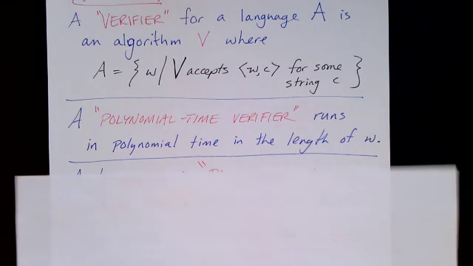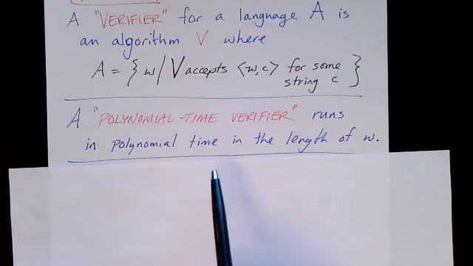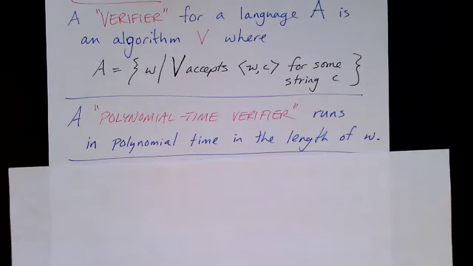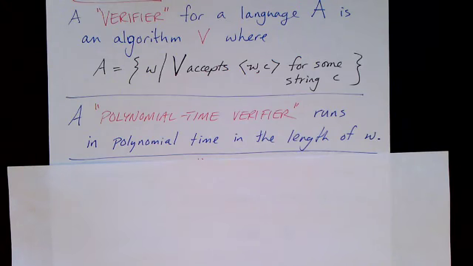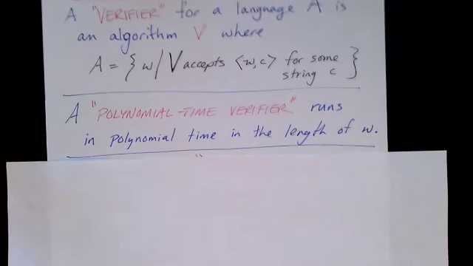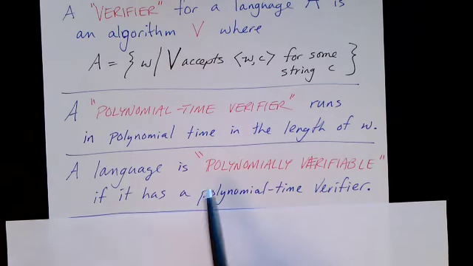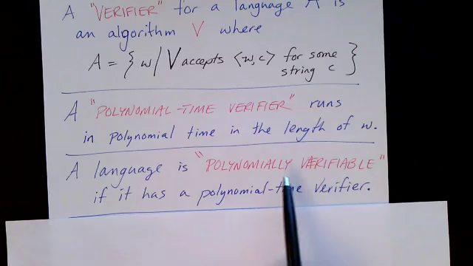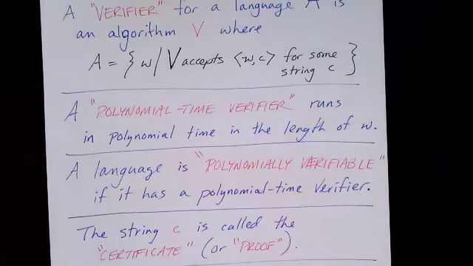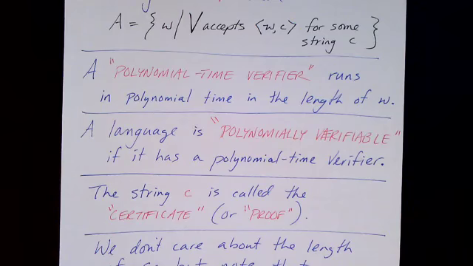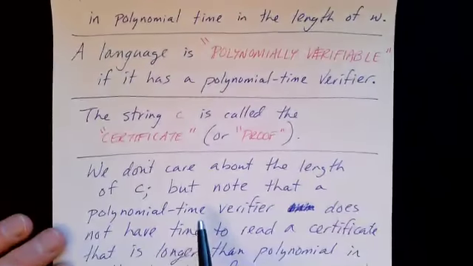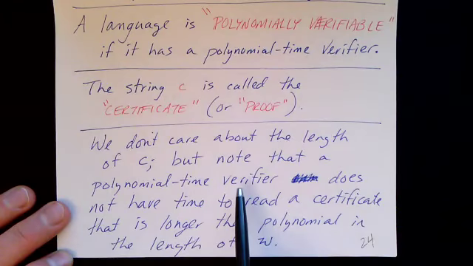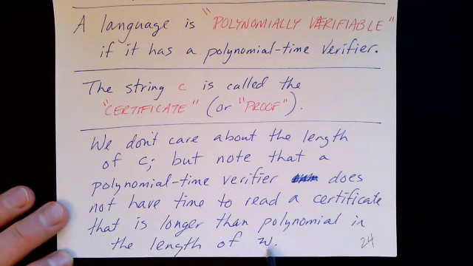The verifier V is an algorithm itself, and if it runs in polynomial time, then we say it's a polynomial time verifier. A polynomial time verifier runs in polynomial time with respect to the length of the string W. And we can define a language as being polynomially verifiable. I can barely say it and barely write it here. A language is polynomially verifiable if it has a polynomial time verifier. As I mentioned, the string C is called the certificate, or sometimes the proof. We don't care really about the length of C, but note that a polynomial time verifier does not have time to read a certificate that is larger than polynomial in the length of W. So you can't have too large a certificate.